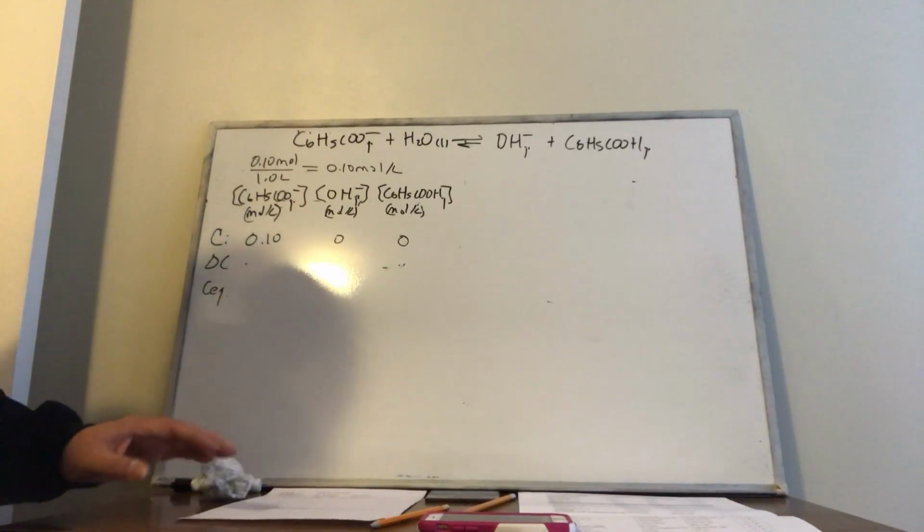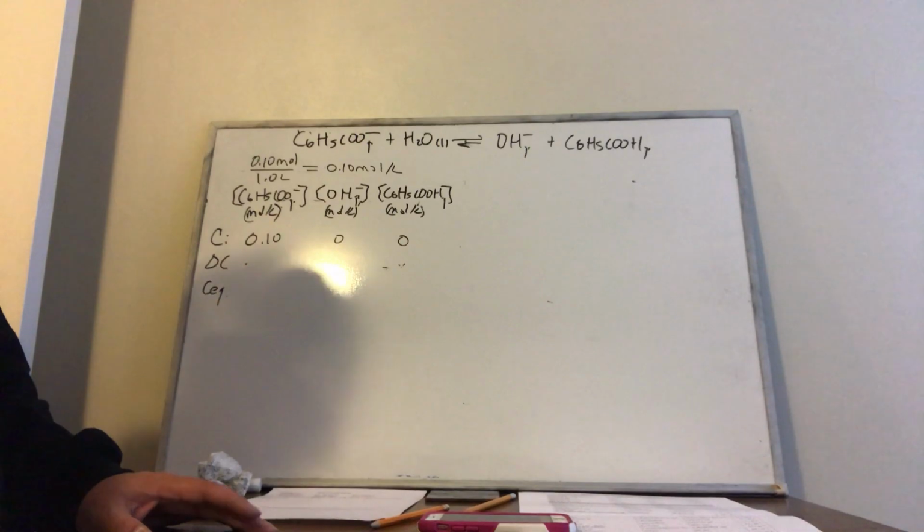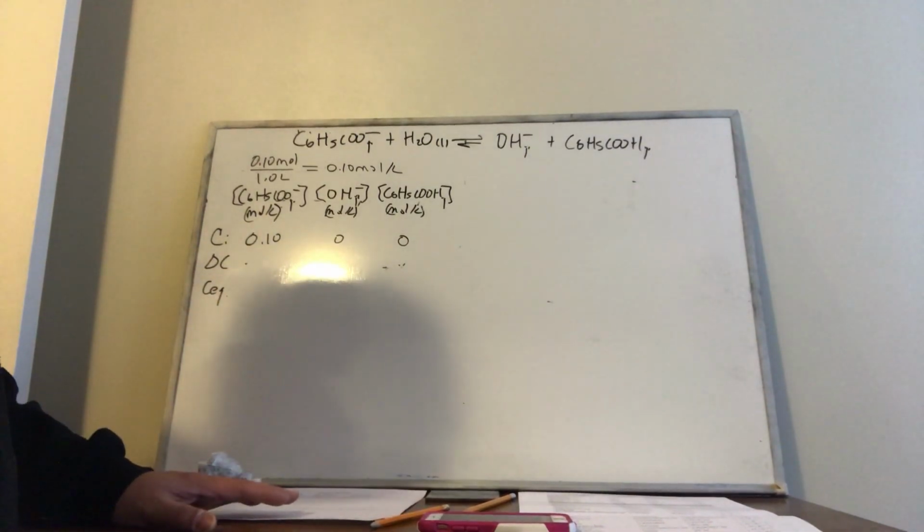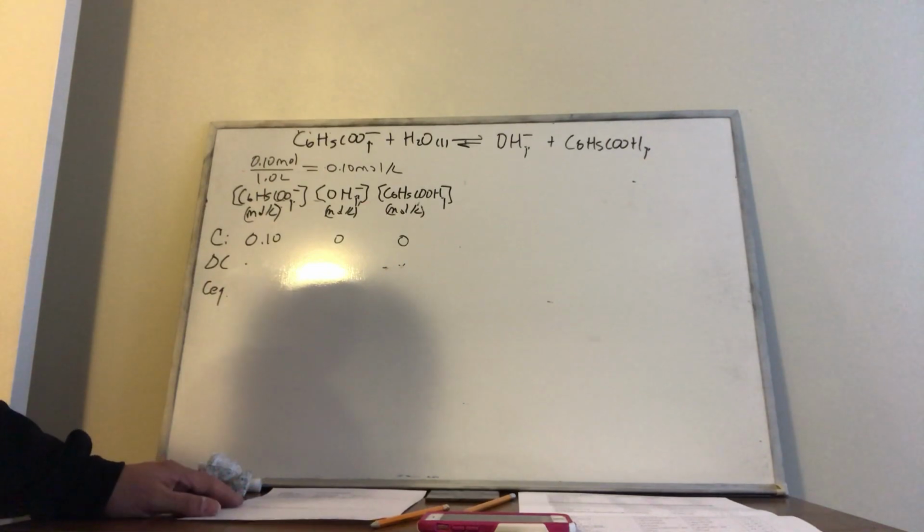Hello, Chemistry 30. Welcome back to doing a Kb example. So this second example on the Ka-Kb sheet is a Kb example. It says a student dissolved 0.10 moles of potassium benzoate in enough water to make a 1.0 liter solution. What is the pH of the solution?